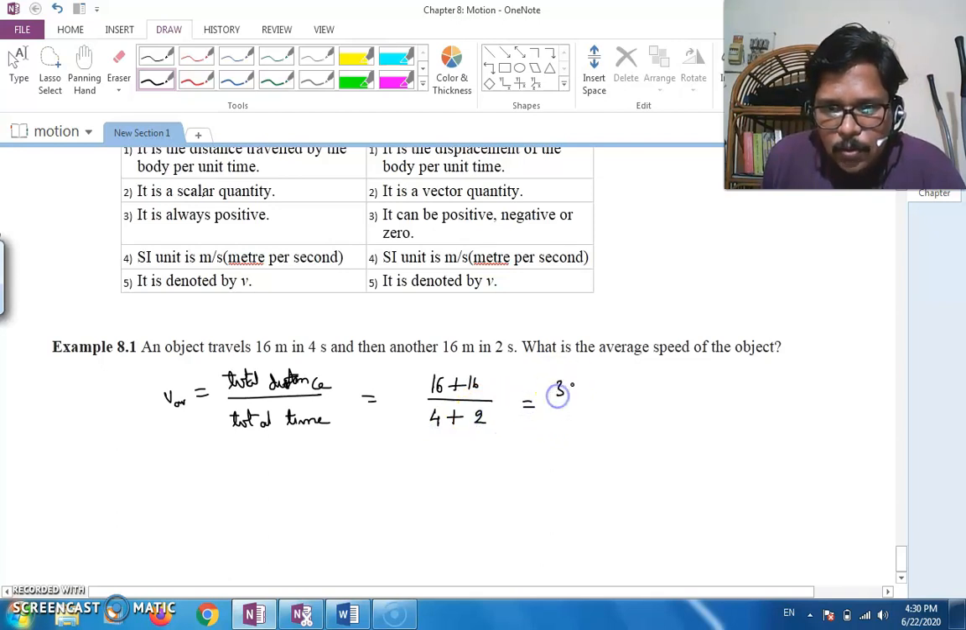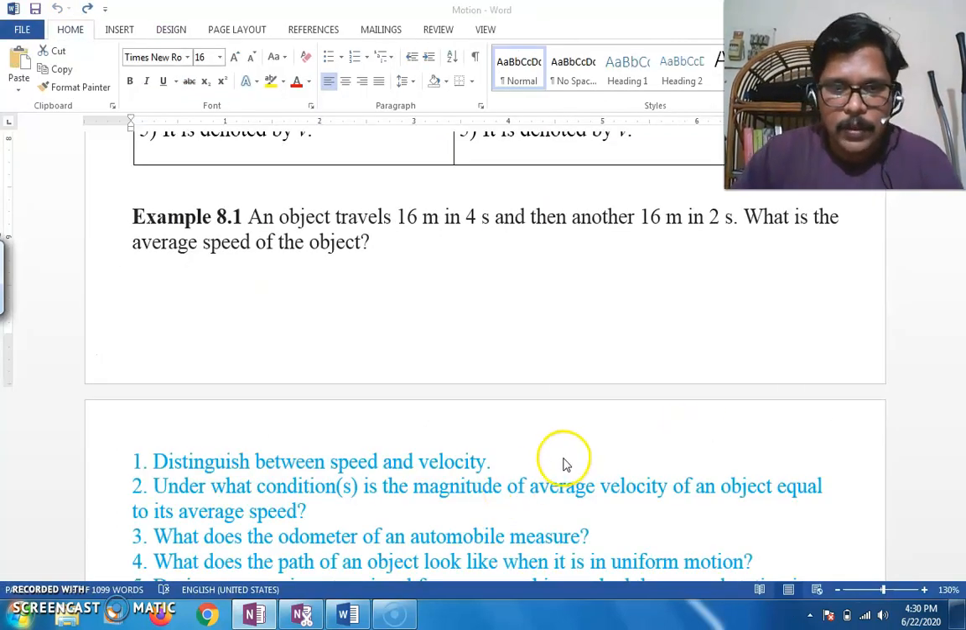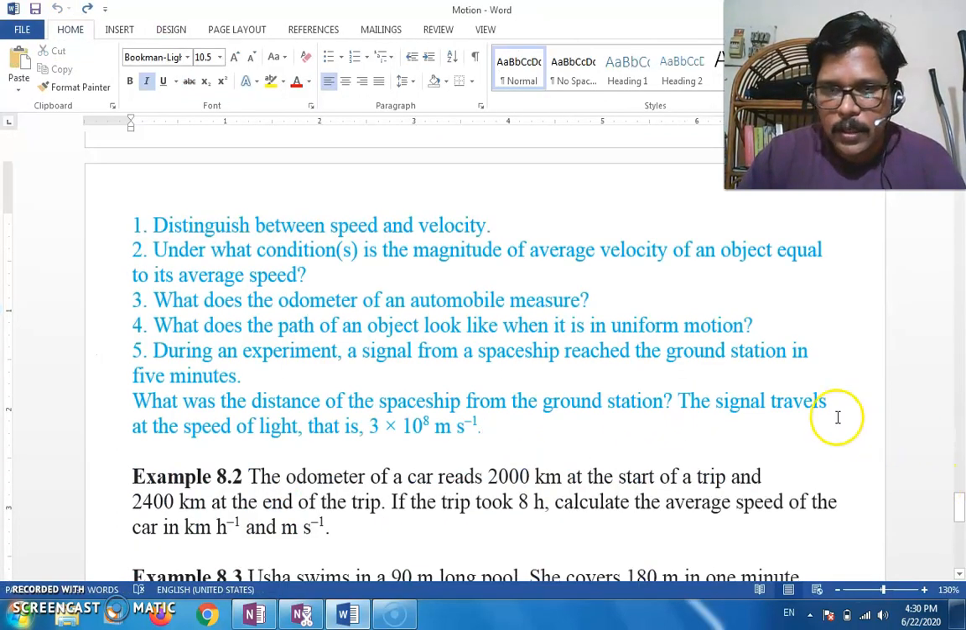So it is 32, 16 plus 16 is 32, and you have 4 plus 2 is 6. Then we can cancel with 2. 2 will go 3 times, 2 will go here, 16 to the 32. And if we divide, it continues like that. So the average speed is 5.33 meter per second. So that's an easy solution. We will proceed on to the next numerical or next questions, which are there in our NCERT textbook.